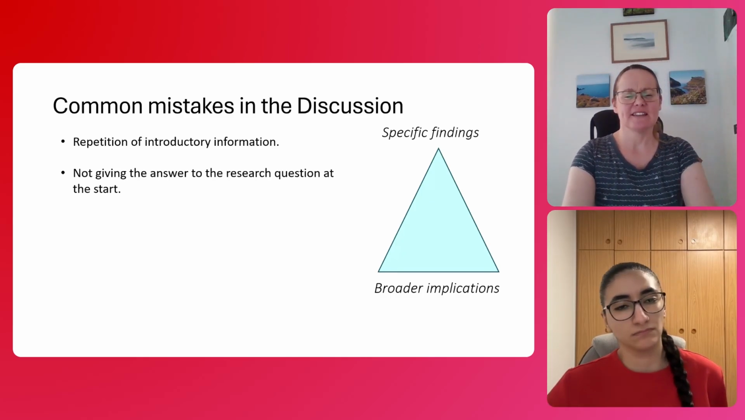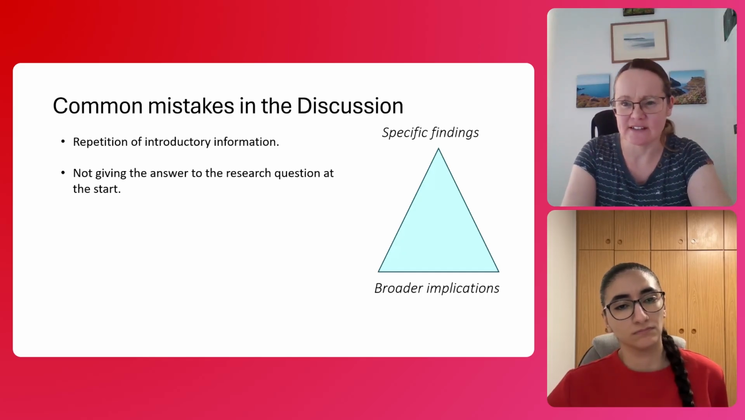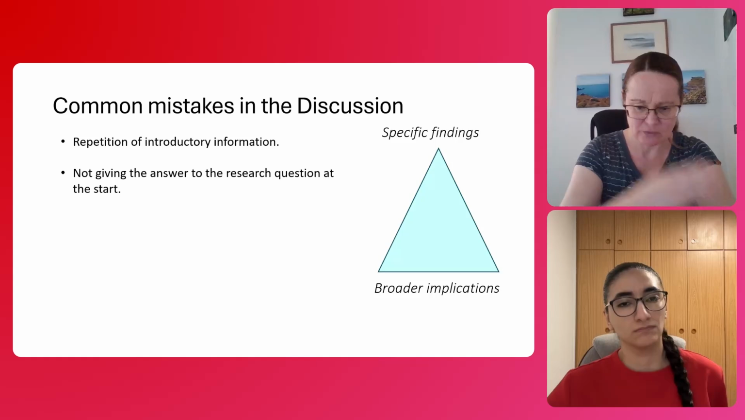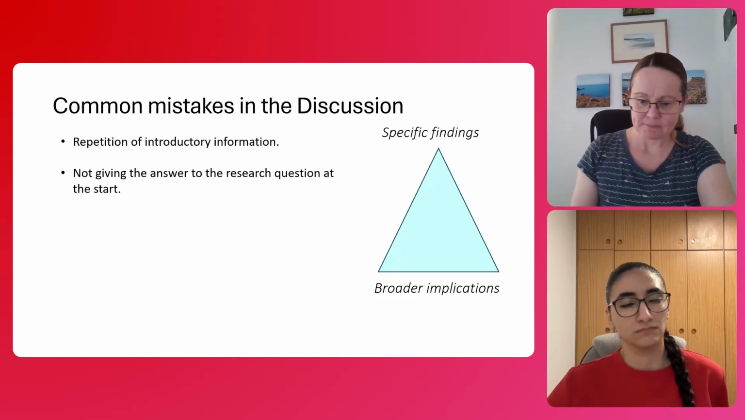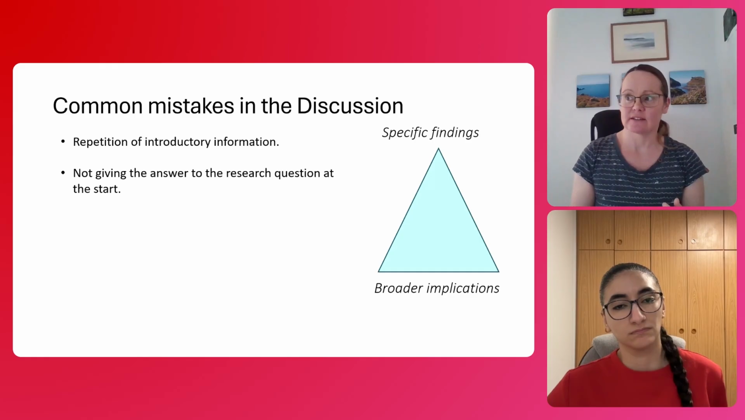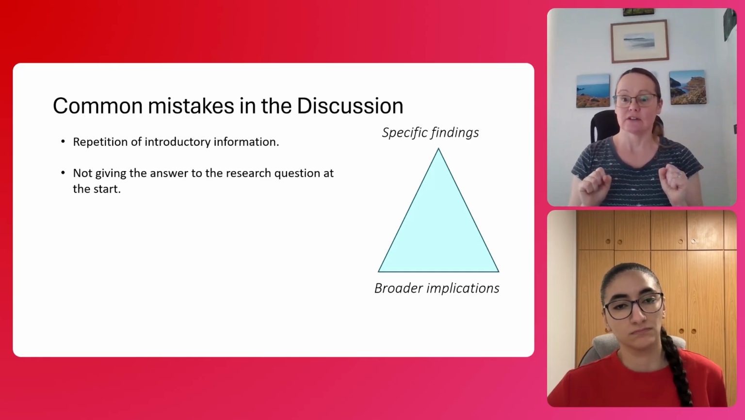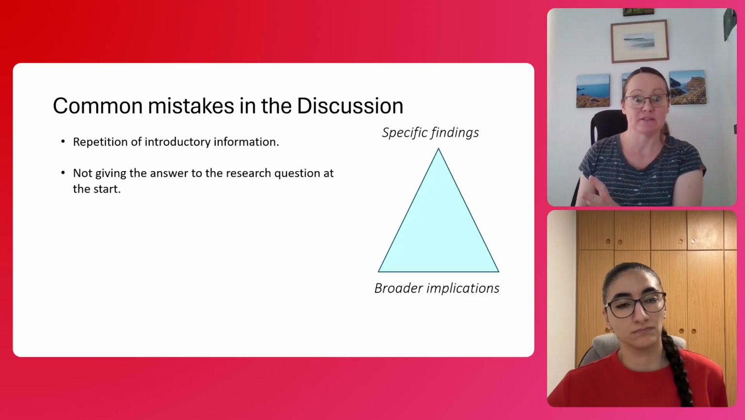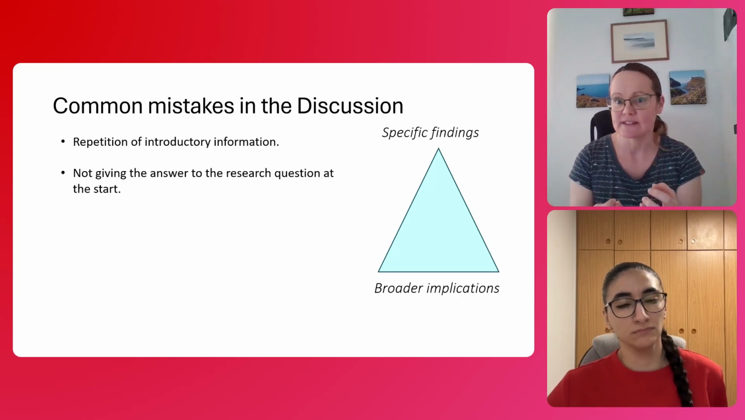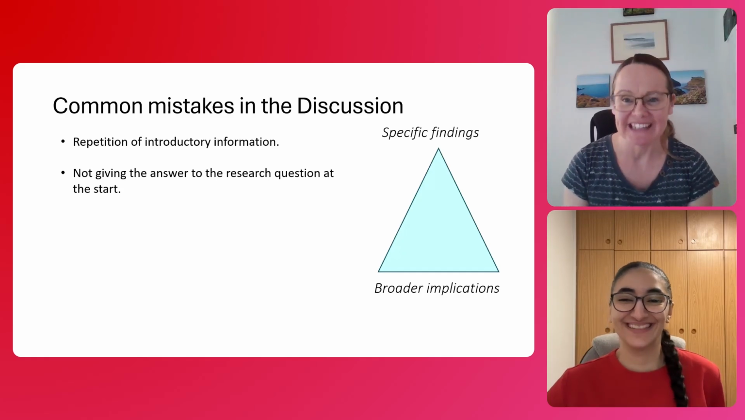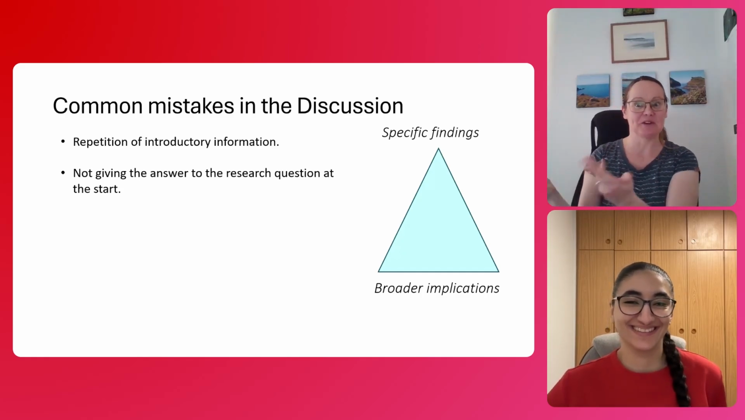Not giving the answer to the research question at the start. So you remember in my template, not only do we repeat the research question, we give the answer. I think some writers are a bit reluctant here because they think, well, that's the big reveal. Surely I should wait till the end and tell the reader the main finding at the end. I need to keep them in suspense. But this is not a murder mystery novel we're writing here, where we are revealing the murderer at the very end.